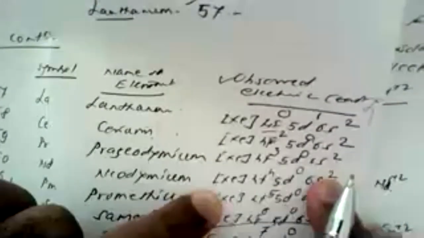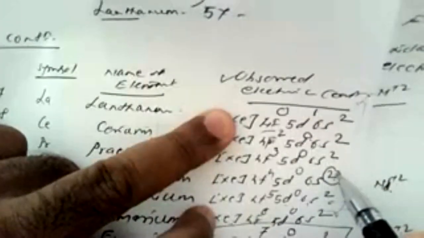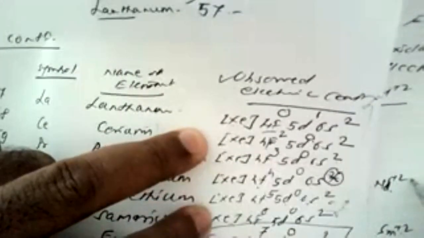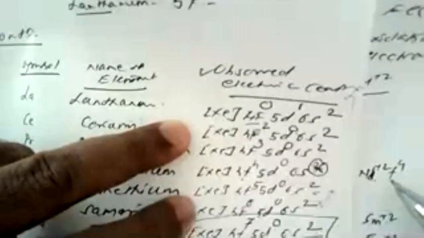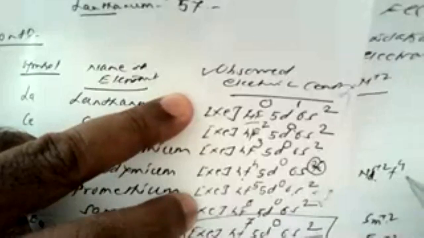The orbital which is filled early, those electrons should be removed early, and later on other electrons are to be removed so as to arrive at the positive oxidation state. So if these two electrons are lost by neodymium, then the configuration becomes 4f4. So here we can write only f4. It is not necessary to write 4f4 because all lanthanides belong to the 4f series, hence we can write only f4.